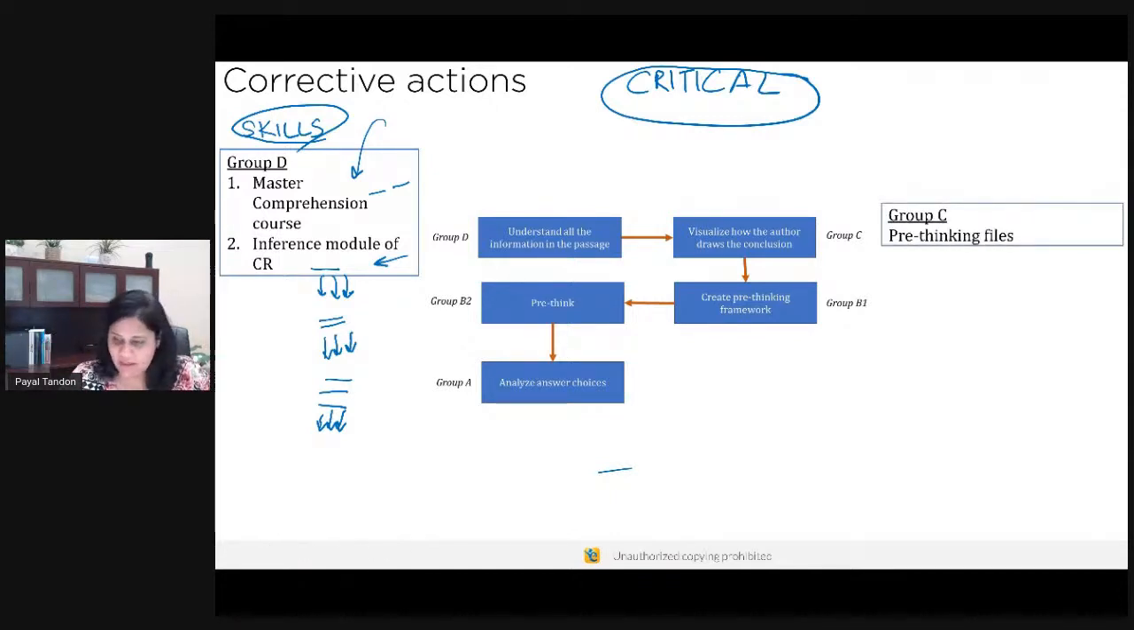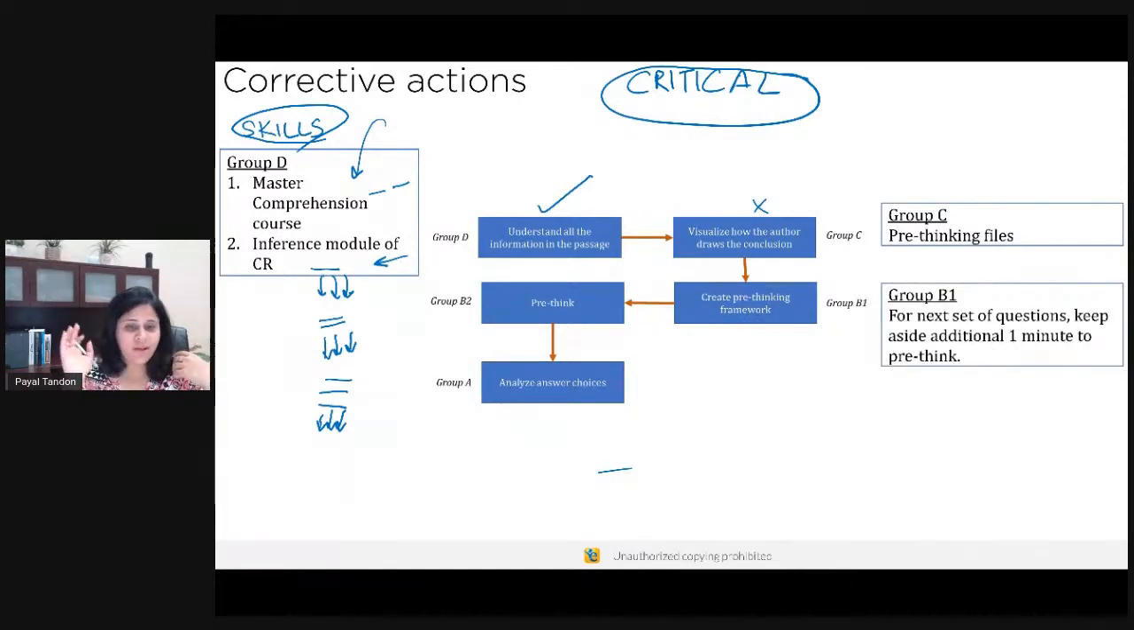If you are in group C, which means you've understood the passage well but you are not able to visualize how the author is drawing the conclusion, you need to look at the pre-thinking files. We have a set of seven or five, I forget, pre-thinking files. You need to go through those, and that's very important, because in these files all we are teaching you is, given a passage, how you visualize the information the author is saying, and then how you take that visualization to the next step to pre-think. So that is the corrective action for you.